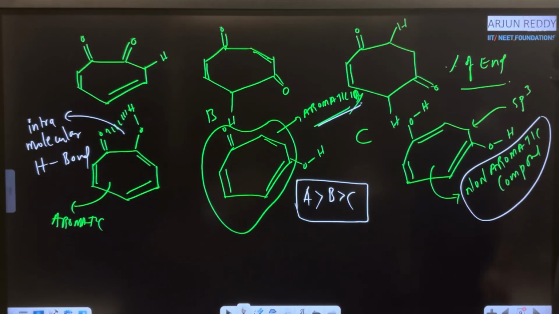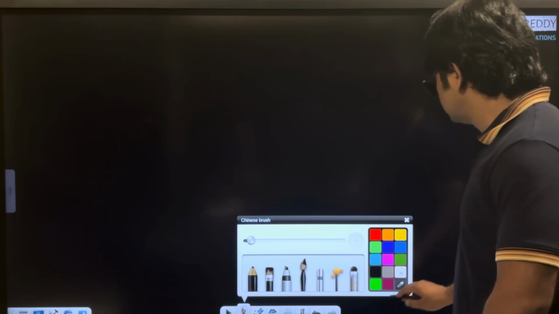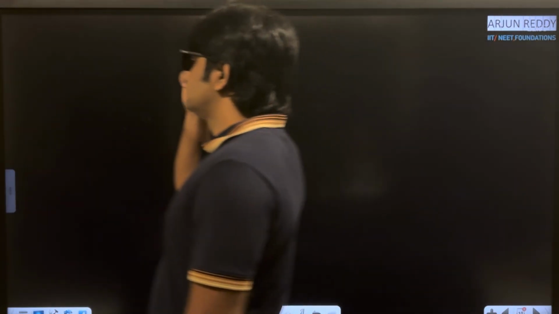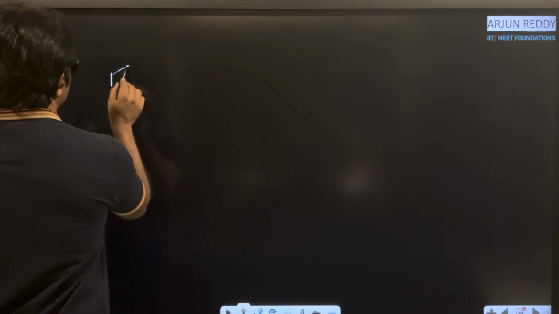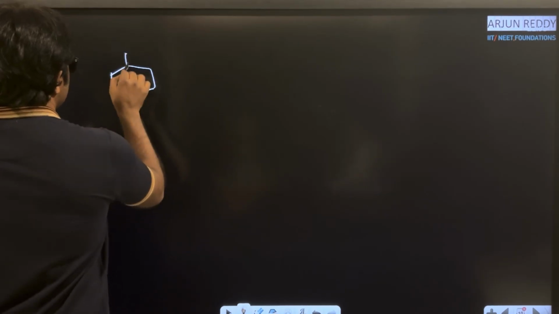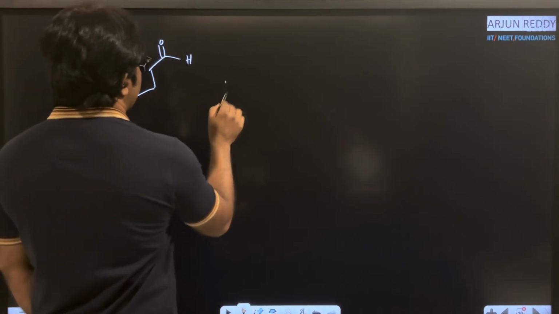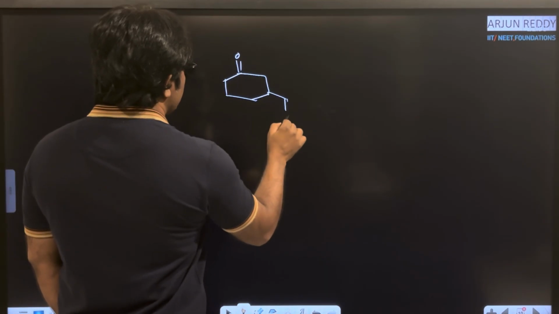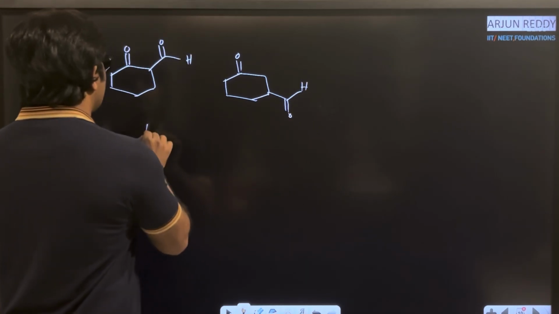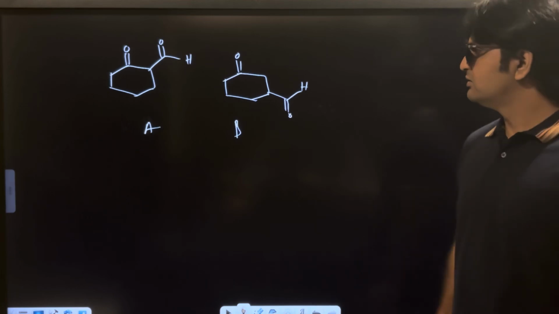Right? Okay. Come to next example. This type of molecule is given: C double bond O, C double bond O H. Double bond O, next one C double bond O H. Just I am giving two molecules. Just tell me which one gives more enol content.